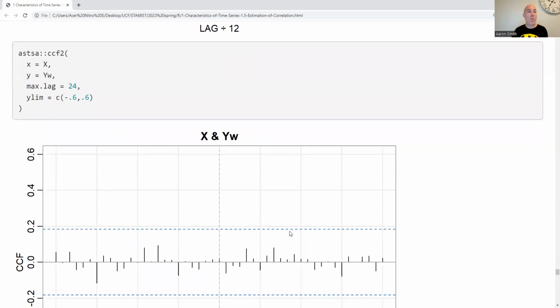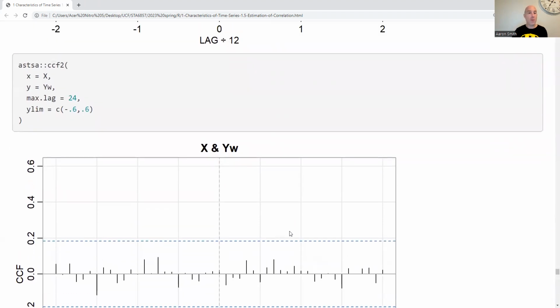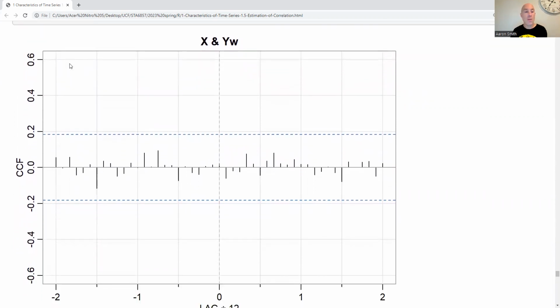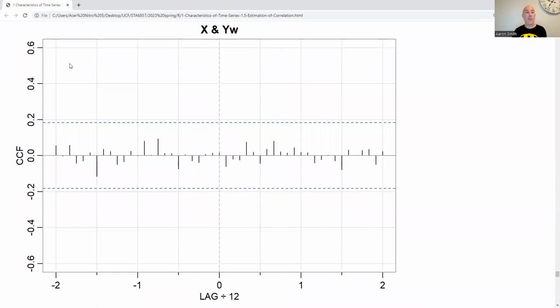When we go through and do the whitening, for this whitened version of Y, I'm looking at the residuals after doing regression on sine and cosine. I can see there's nothing going on. Everything is well within the random noise band.